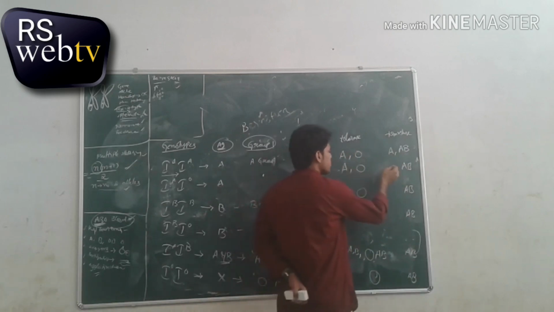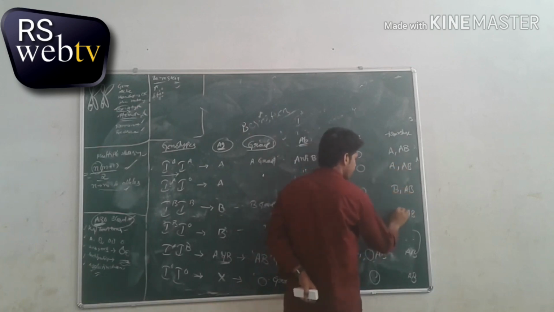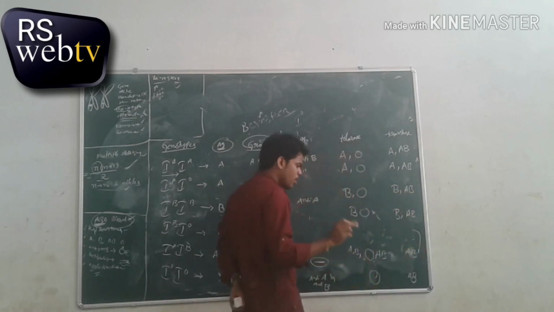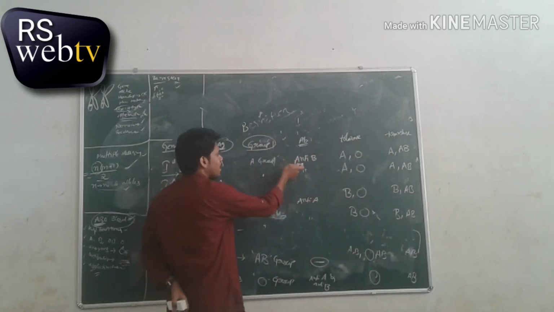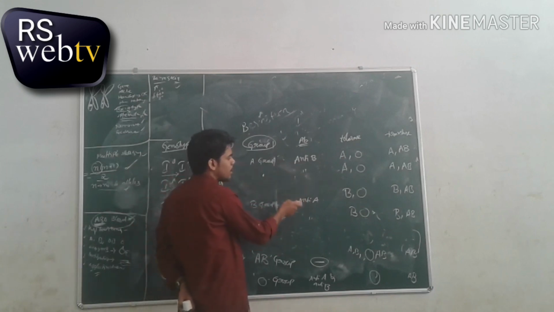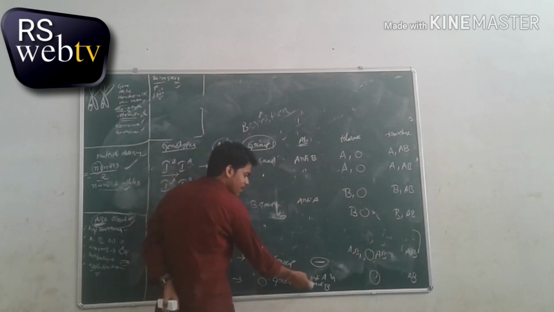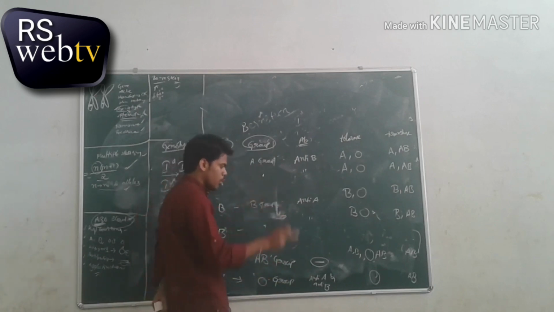Now A can transfuse blood to A group and AB group. B can donate blood to B and AB. AB can donate blood to AB only. Because if he donates blood to A group, there are anti-B antibodies to fight against. If he donates blood to B group, there are anti-A antibodies to fight with AB group. If he donates blood to O group, there are anti-A and anti-B, both antibodies fight against AB group. So he can donate only to the AB group.